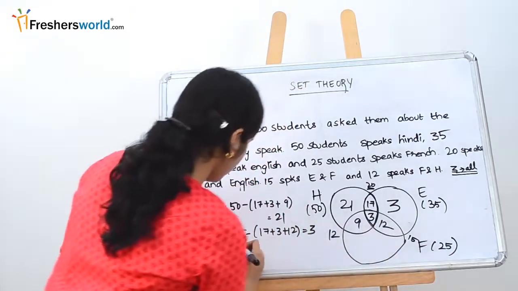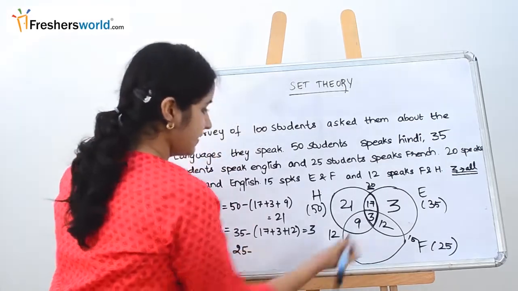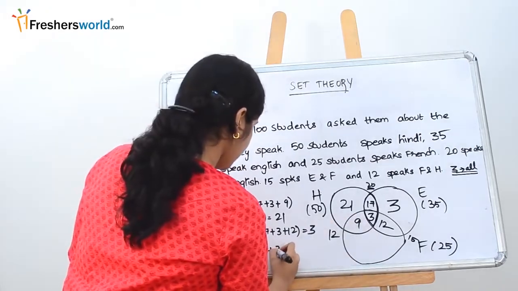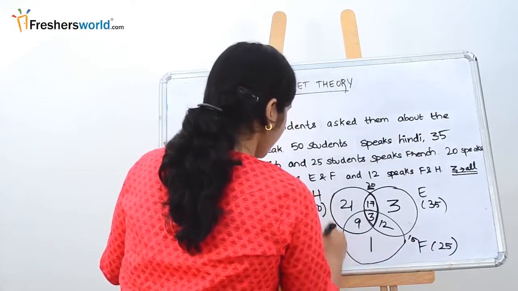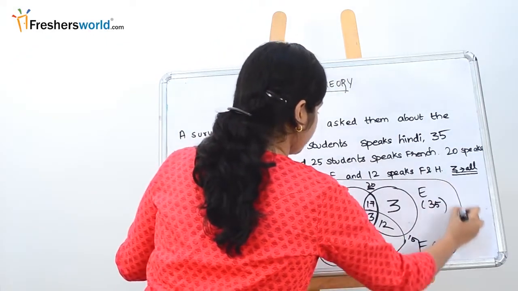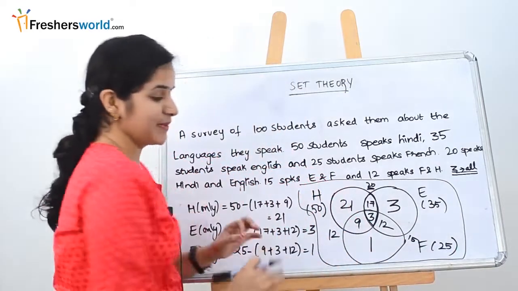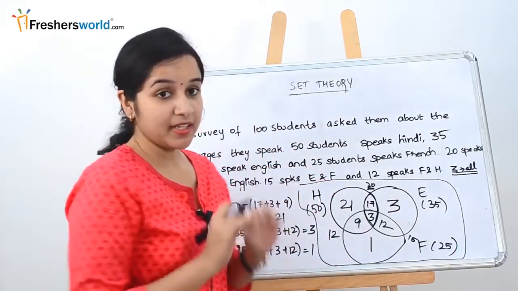French only is nothing but we know 25 minus 9 plus 3 plus 12, which is 24, which is 1. So we have completed the overall circle. What is the one thing that is missing? We have to find the none part of it.